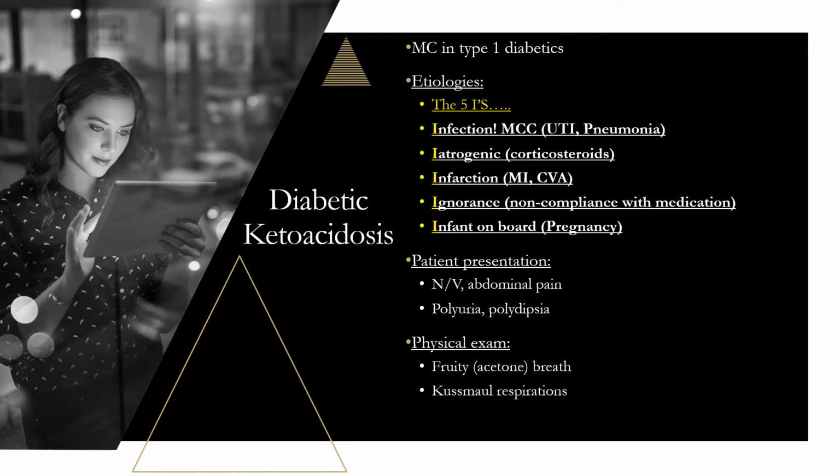Kussmaul respirations, the body's trying to compensate. This patient's in metabolic acidosis, and the lungs are trying to compensate by having these deep respirations, this deep, heavy exhalation, trying to get out all of the CO2 that's in the body, all of the acidotic state. It's trying to compensate. So Kussmaul respirations is another big one. And then the patient's also going to be dehydrated. So you're going to see they're going to be tachycardic. They're going to be tachypneic. So look for those things too in the physical exam.